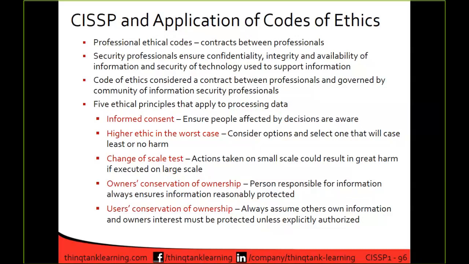All right? So that wraps up this lesson. We're going to go on and get into looking at some more technical things like security policies. How do I develop a security policy? How do I implement a security policy? And so on.